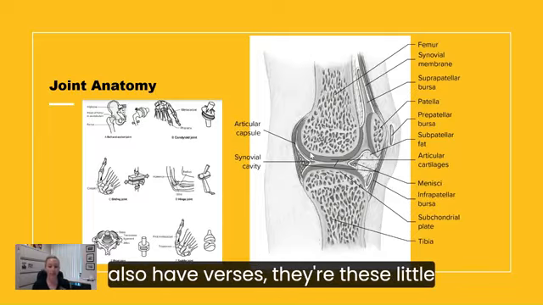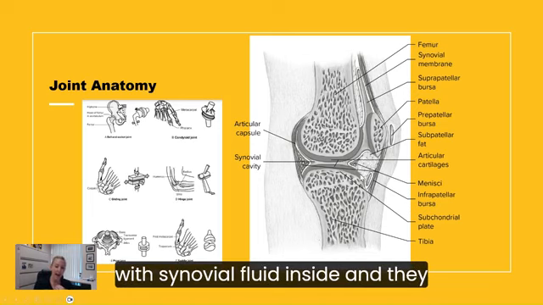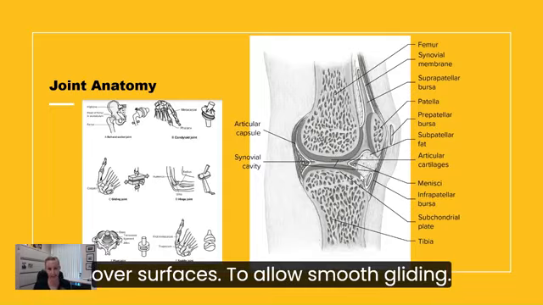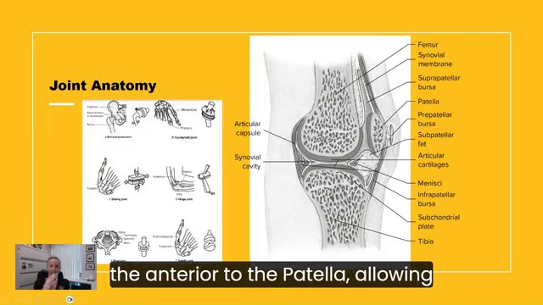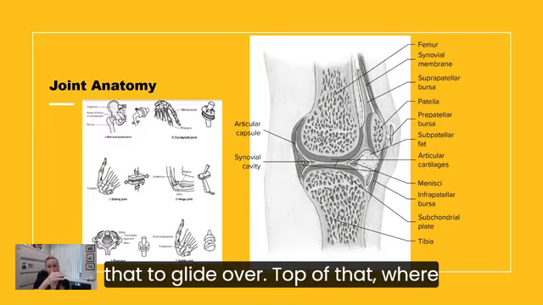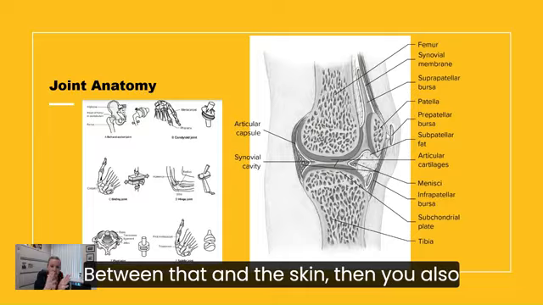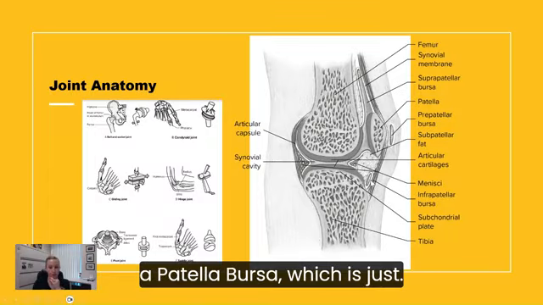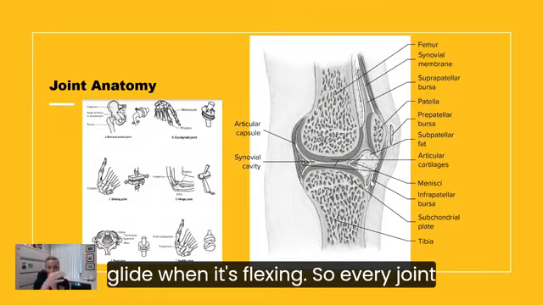And then we also have bursas. They're these little sacs here. They're fluid-filled sacs with synovial fluid inside. And they basically are going to be in high friction areas where tendons are gliding over surfaces to allow smooth gliding. So you have one here right anterior to the patella, allowing that to glide over top of that where the tendon is embedded into the patella between that and the skin. Then you also have one here that's the infrapatellar bursa, which is just posterior to the patella tendon to allow that patella tendon to be able to glide when it's flexing.